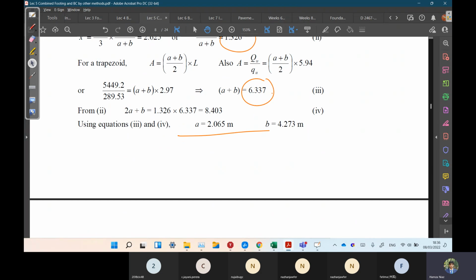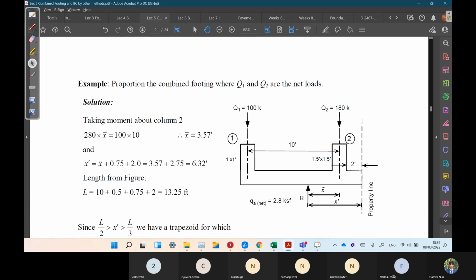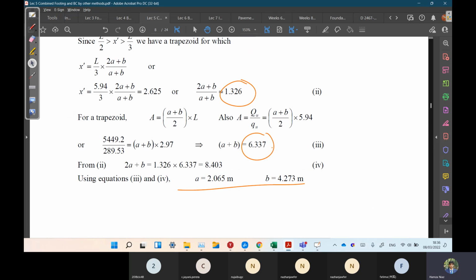All right. So after A and B, our question is finished. Any issue in this? Or the two before that, the combined footing or trapezoidal footing?